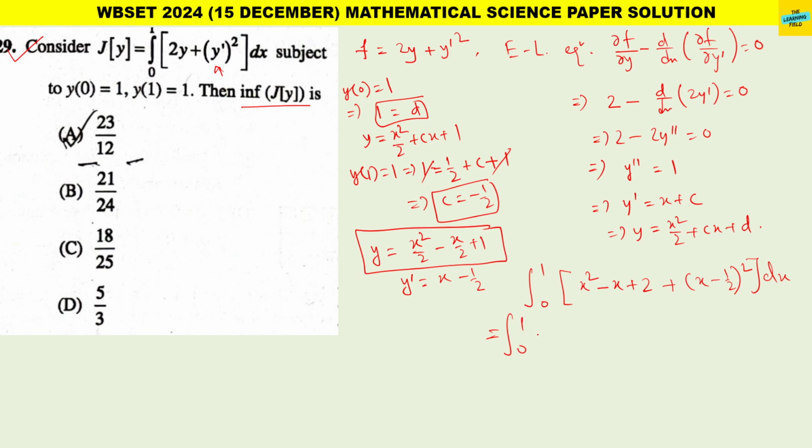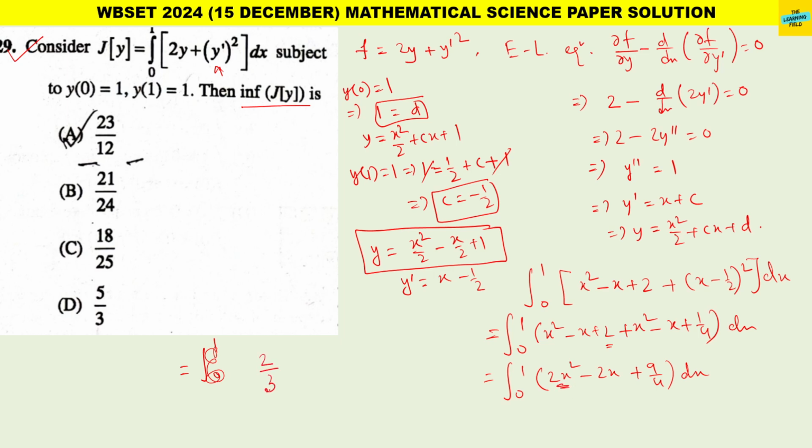This implies integration 0 to 1 of x square minus x plus 2 plus x square minus x plus 1 by 4 dx. This is equal to integration 0 to 1 of 2x square minus 2x plus 9 by 4 dx. So this implies 2x square integrates to x cube by 3, and if we put the limit then this gives 2 by 3, minus 2 into x square by 2 means 1, plus simply 9 by 4.